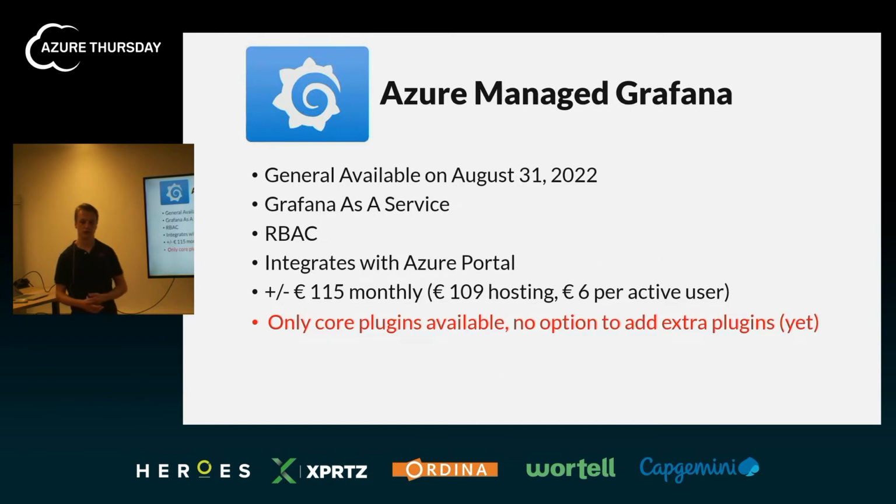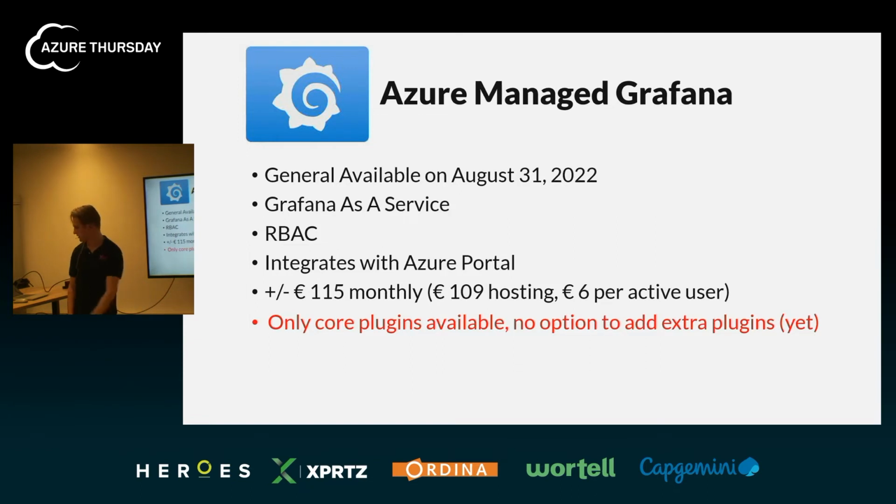Something about the costs. I think it's a low bar to start with this. It's six euros per active user, and around 100 euros for the hosting part. You cannot choose, for example, on which VM it runs. It is just what it is. It is a dual instance installation, and you can run it this way.